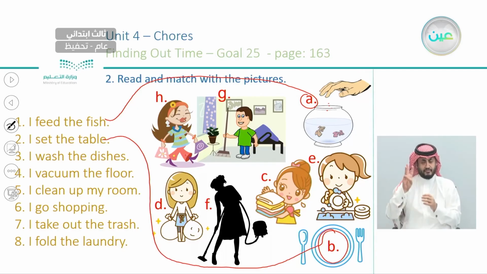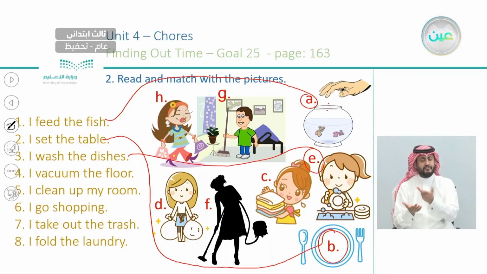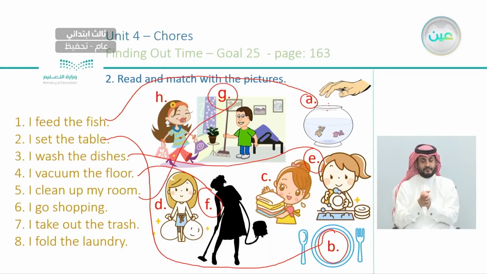Number 3. I wash the dishes. Where is it? Which one? E. Excellent. Okay. I vacuum the floor. Which one? A, B, C, D. Where is it? F. Excellent. So we have F. Okay. I clean up my room. G. Excellent. That's right. So we have G here.